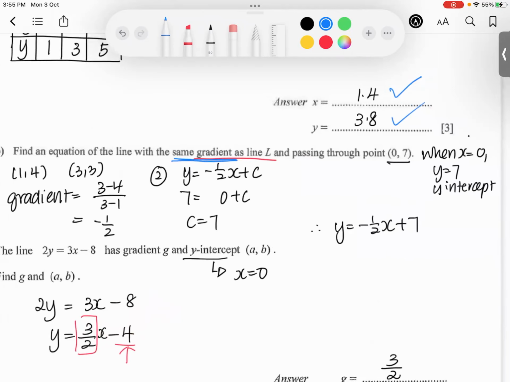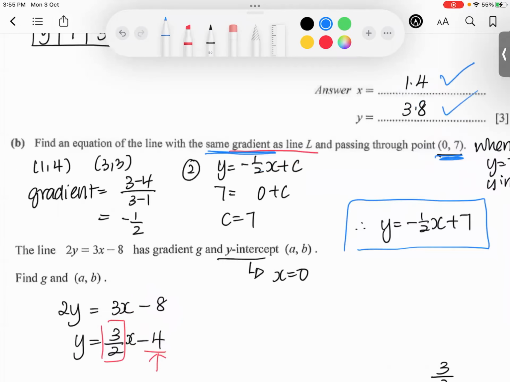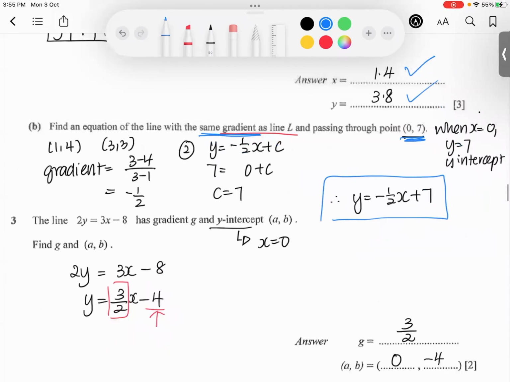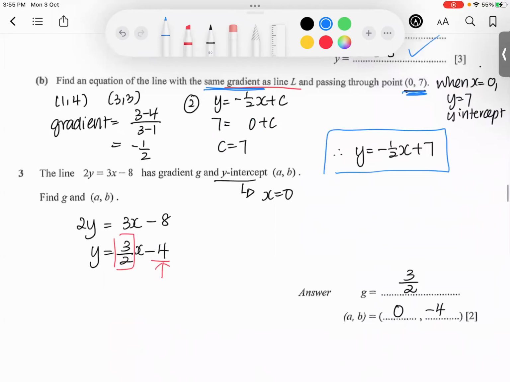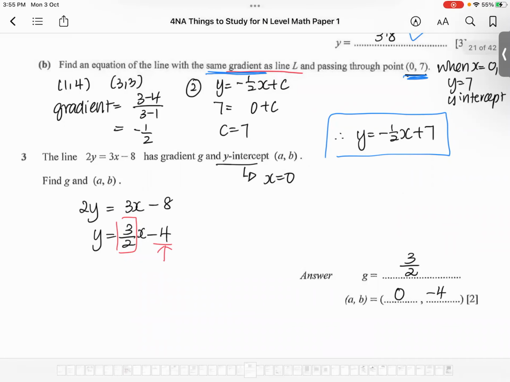Okay, after I get my gradient, then I want to find the y-intercept. They already give me a point, and this one, when x equals 0, y equals 7. So that is obviously the y-intercept. So for me, I'm able to write down the equation straight away. If you're not sure, you can just write down your steps again to find the y-intercept. Then the next one, the line has a gradient. Again, rearrange into y equals mx plus c and find the y-intercept when x is equal to 0. I explained something similar to this before, so I'm not going to go through this again.